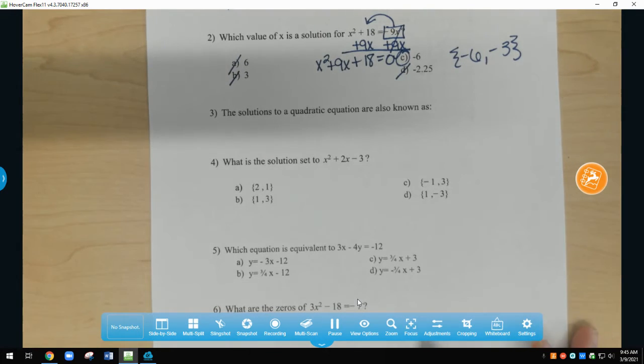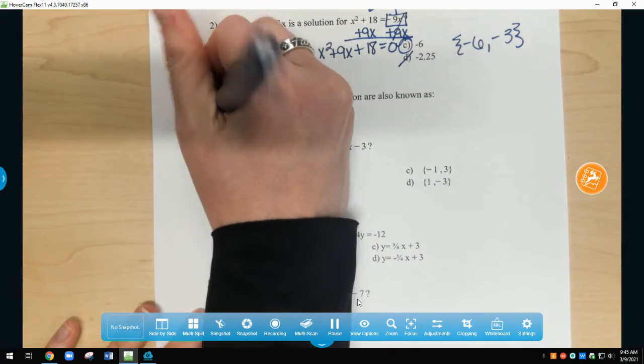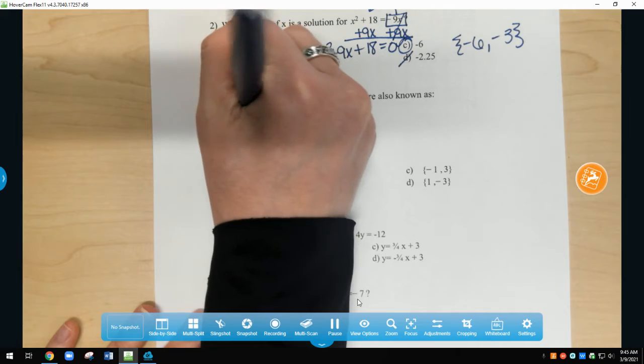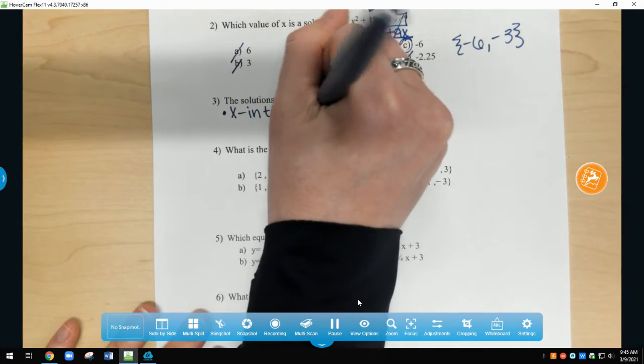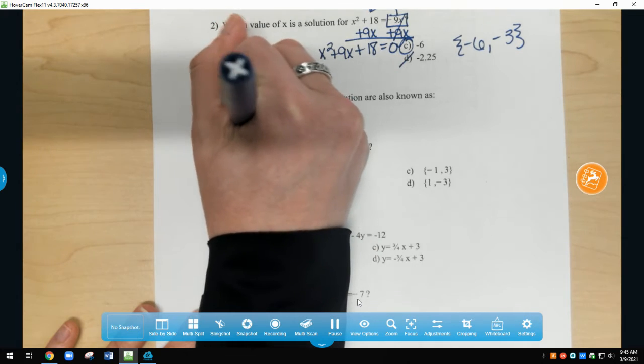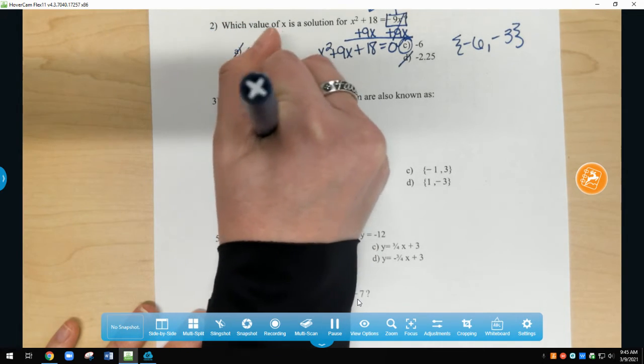Okay, the solutions to a quadratic equation are also known as, there were 3 other ways. They're known as your x-intercepts, because that's where it crosses the x-axis, your roots, or your zeros.